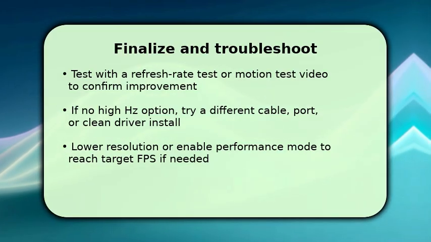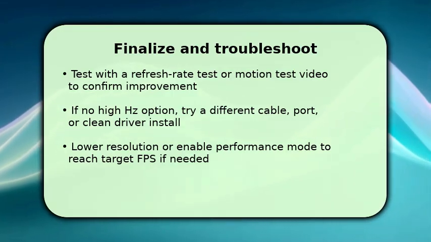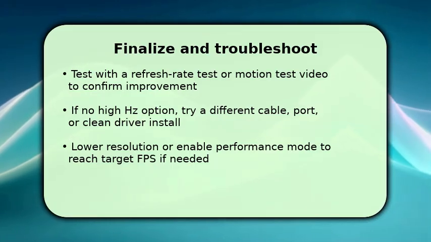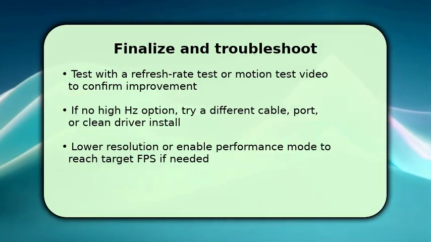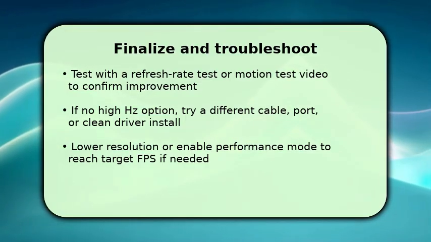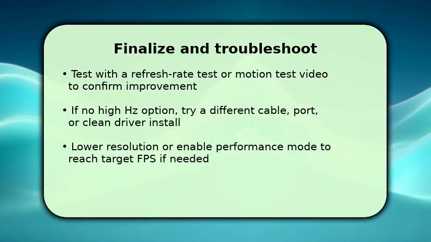If the higher Hz option is missing, switch ports, replace the cable, or perform a clean GPU driver reinstall. These often fix detection issues. If frame rates fall below the new refresh rate, lower resolution or graphics quality to hit target FPS. One quick troubleshooting tip: toggle adaptive sync off and on after a restart to reinitialize the display handshake.